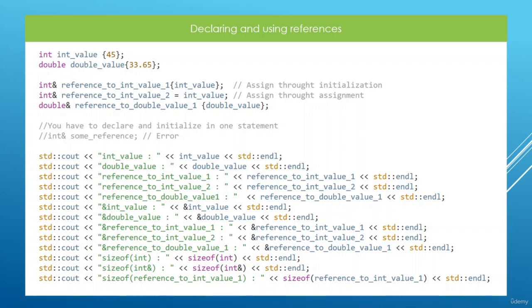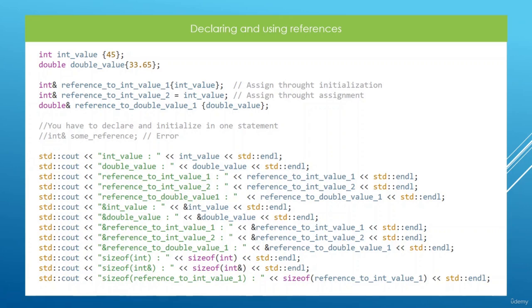So reference to int value is going to be referencing our integer here, and we can use this name to reference this variable, and it is going to be like we are using the original variable, which is int value here. You're going to see how this works in a minute. We can do the same using assignment initialization, and down here you see that we have an example for the double value, and we have a reference to it.